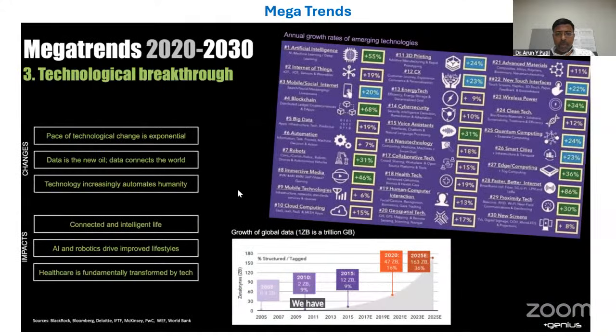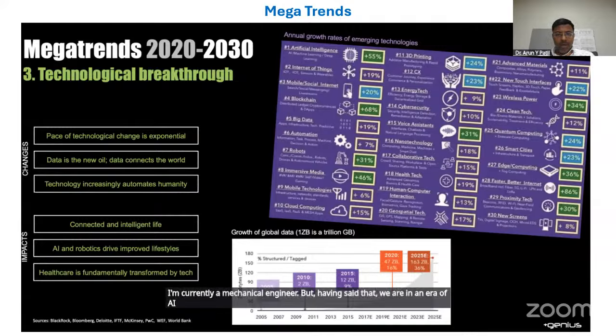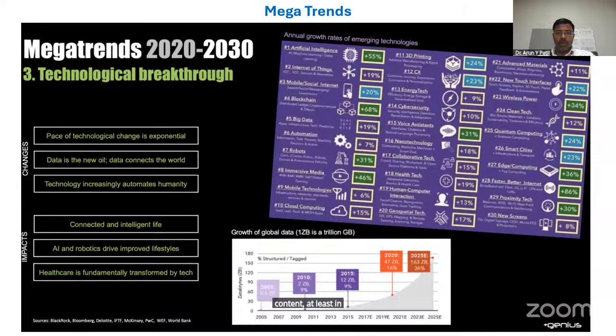We have some influencing technologies which I feel every one of us has to gain. Probably I'll tell you from my perspective. I'm currently a mechanical engineer, but having said that, we are in an era of AI/ML. I have to learn other subject-relevant content, at least in a superficial manner. When I say superficial, I should be able to deal with it without anyone's additional assistance, so I can independently handle things.